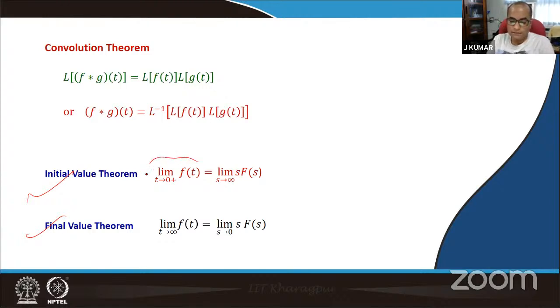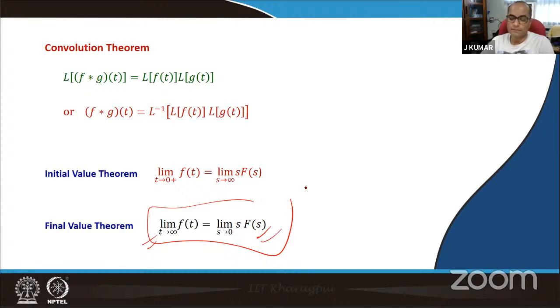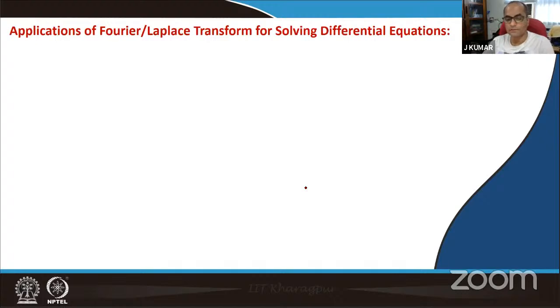It says that the limit of f(t) as t goes to 0 from the right-hand side is the limit, as s goes to plus infinity, of s F(s). Similarly, for the final value theorem, the limit of f(t) as t goes to infinity can be computed as the limit of s F(s) as s goes to 0. So this can also be used in applications.